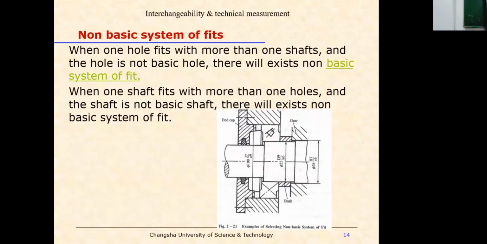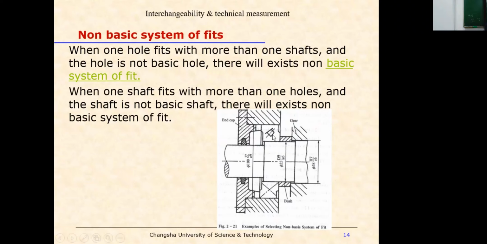No basis system of fits. When one shaft fits with more than one hole, and the hole is not the basic hole, there will exist a non-basic system of fit. So the shaft has different steps. The step shaft. This is called a non-basic system of fit. Likewise, when one shaft fits with more than one hole and the shaft is not the basic shaft, there will exist a non-basic system of fit.